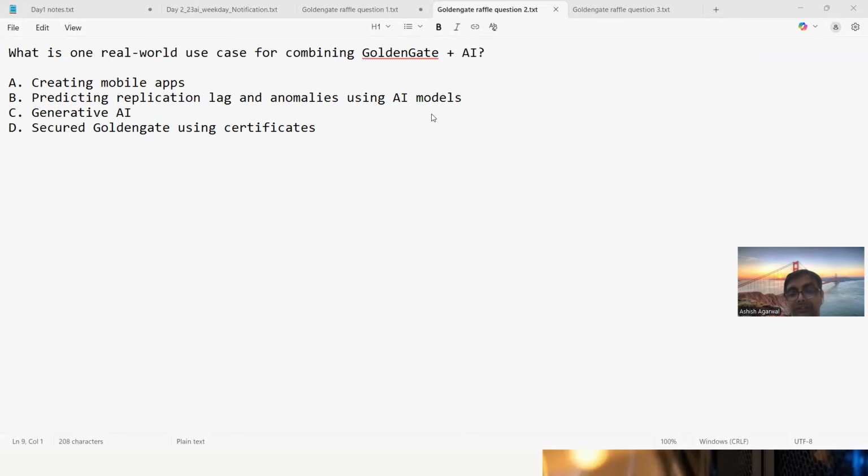I have a lot of answers. So guys, the correct answer is B, predicting replication lag and anomalies using AI models. As of now, generative AI is not there in GoldenGate. And securing GoldenGate using certificates has been there since microservices was launched, so it's still there, but it's not a new feature. So the answer to the question is B, predicting replication lag and anomalies using AI models.